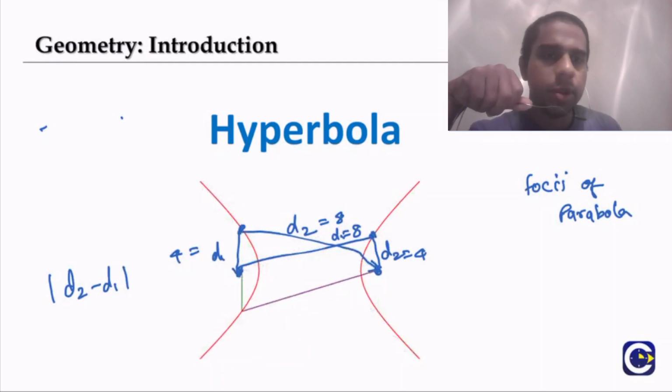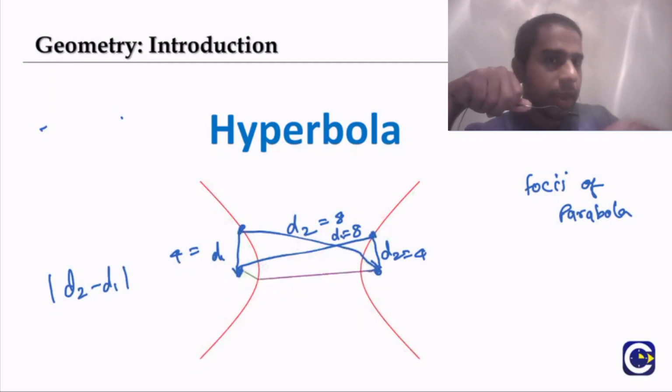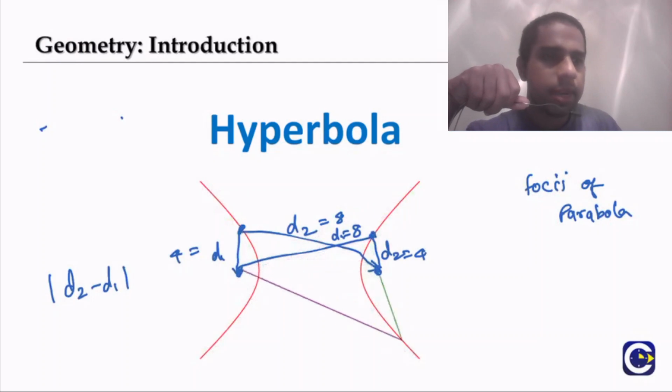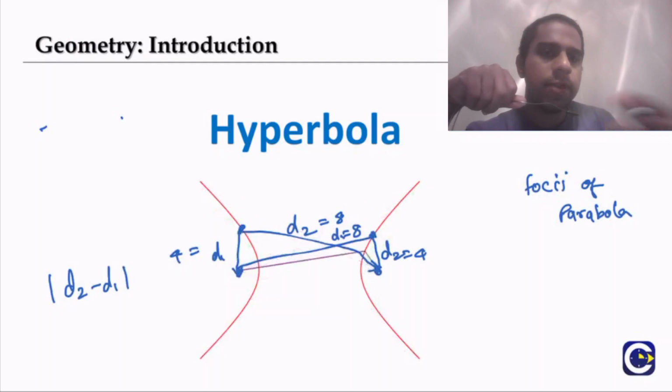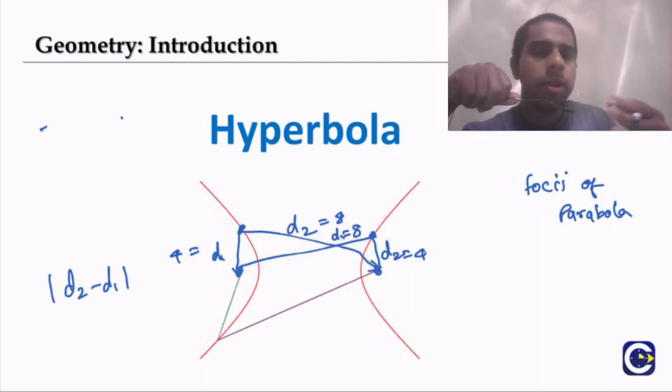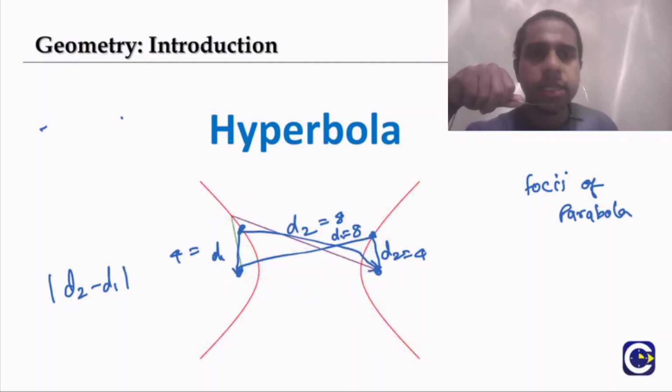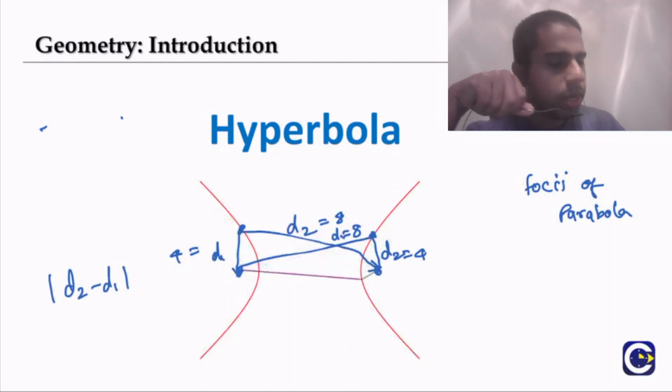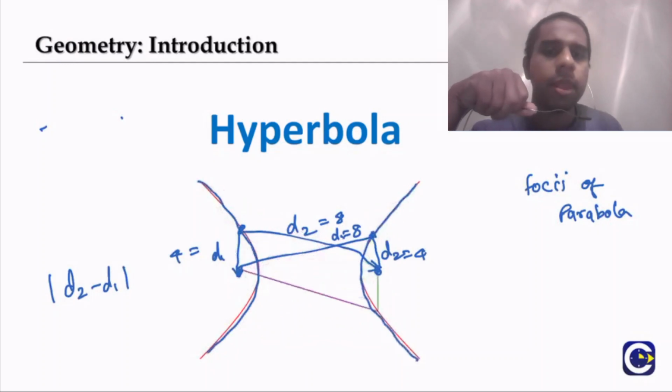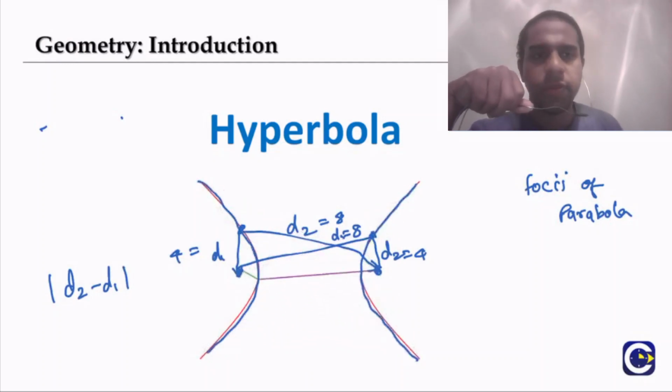Just the difference between the two lengths is always the same. So that is why you get two curves. That is because the difference can be on either side. I hope you understand this. The sign doesn't matter, only the difference matters. There can be two sets of points where you get the same difference. That is why you get this curve, this set of points, and a mirror image of this set of points, right? So that is the definition of hyperbola.